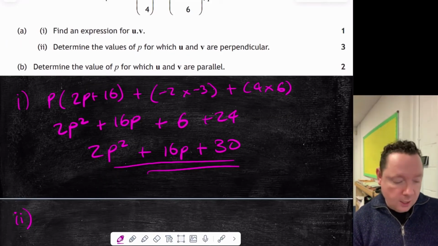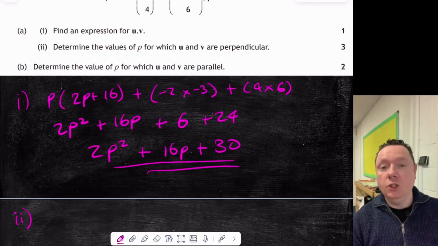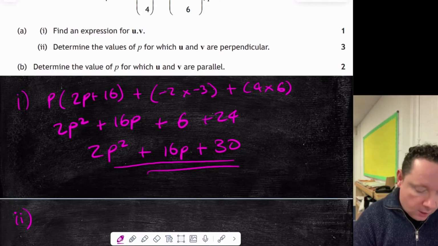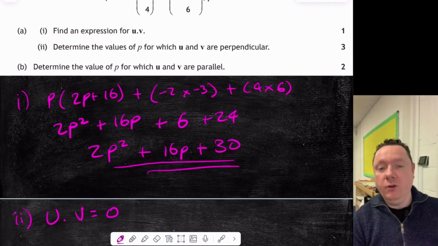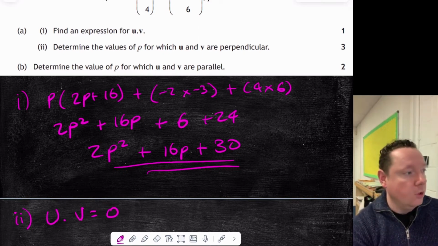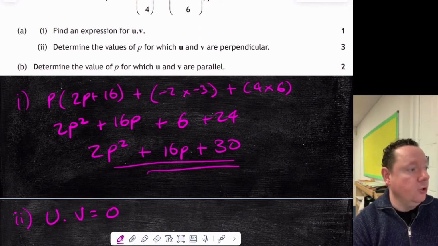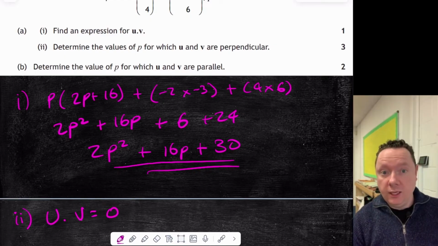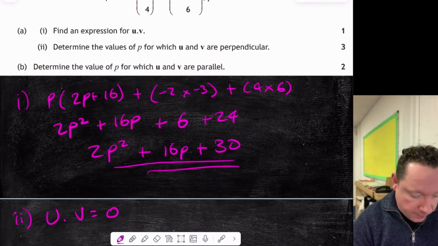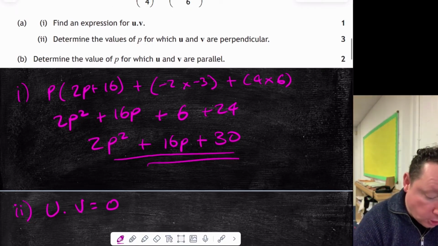Part 2. Determine the values for p for which u and v are perpendicular. Well, if u and v are perpendicular, that means that u dot v equals 0. And why is that? Well, if you look at start exam paper, you're given the formula sheet, which says that u dot v is also the size of a times the size of b times the cosine of theta. Now, if theta was 90, cosine 90 is equal to 0, so u dot v is 0 when they're perpendicular. But you could just memorise that.